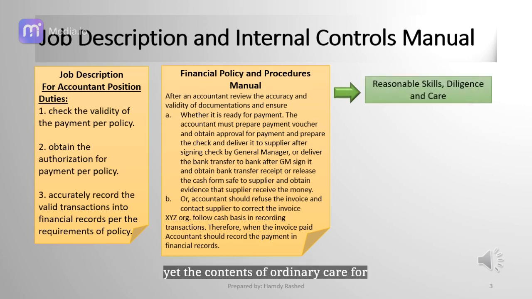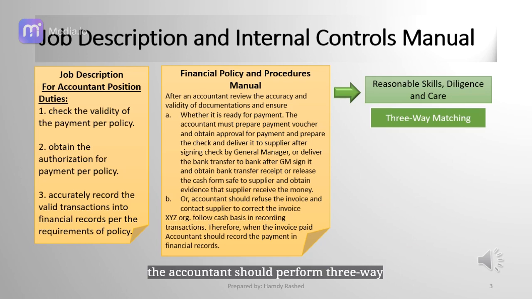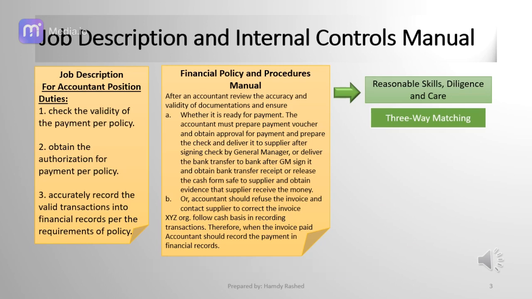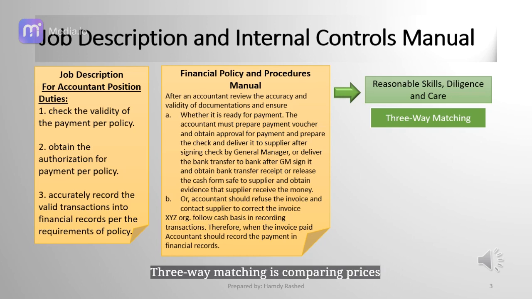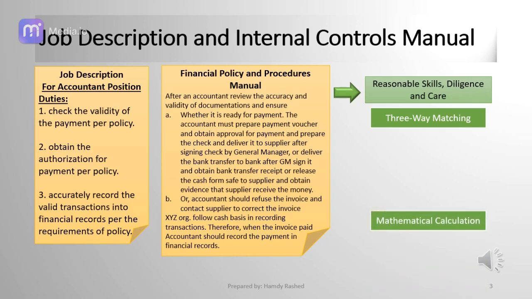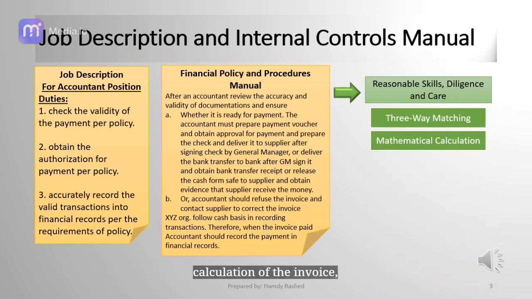Yet the contents of ordinary care for performing those reasonable duties include the following. 1. The accountant should perform three-way matching before processing payments and recording transactions in financials, even if it is not mentioned in the job description or financial policy and procedures manual. Three-way matching is comparing prices between the contract or PO and invoice, and comparing quantities between the goods receipt note, invoice and PO.